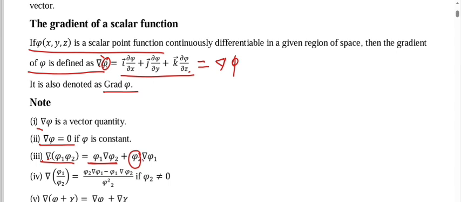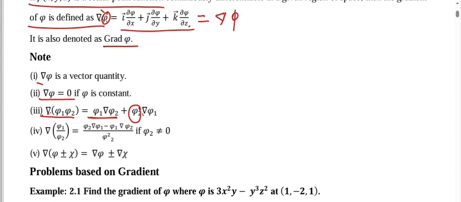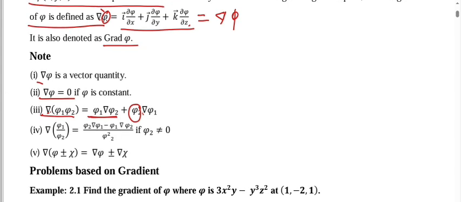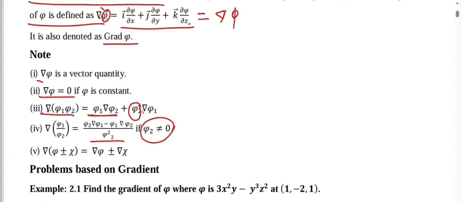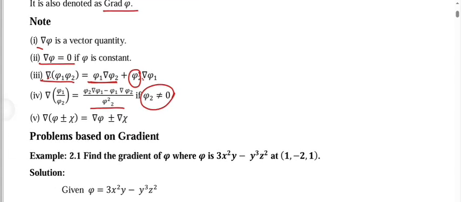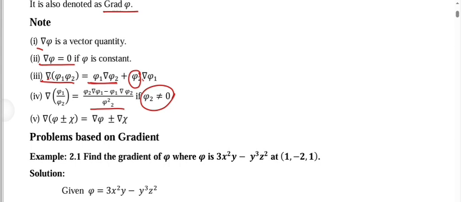In the same way, del of phi 1 divided by phi 2 equal to phi 2 into del phi 1 minus phi 1 into del phi 2, divided by phi 2 square. Here phi 2 is always not equal to 0. Then del of phi plus or minus psi equal to del phi plus or minus del psi.